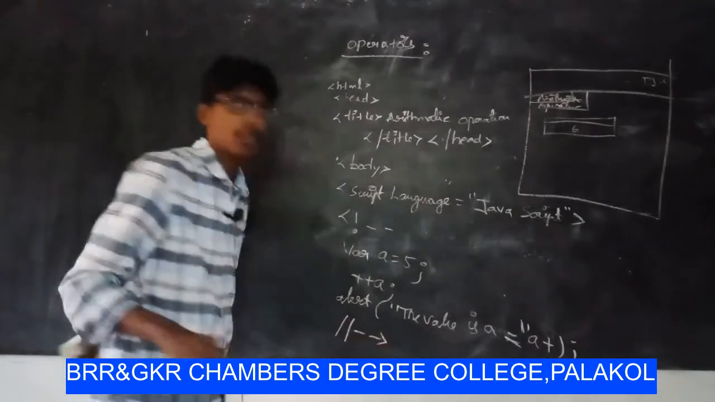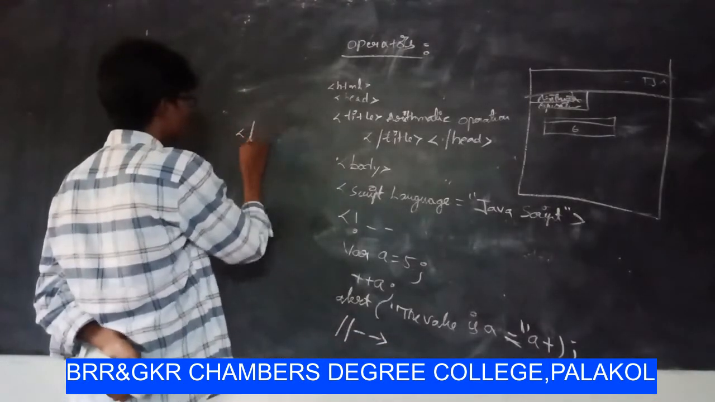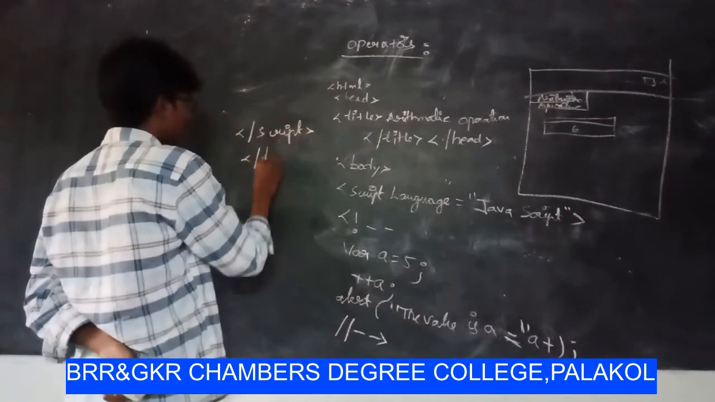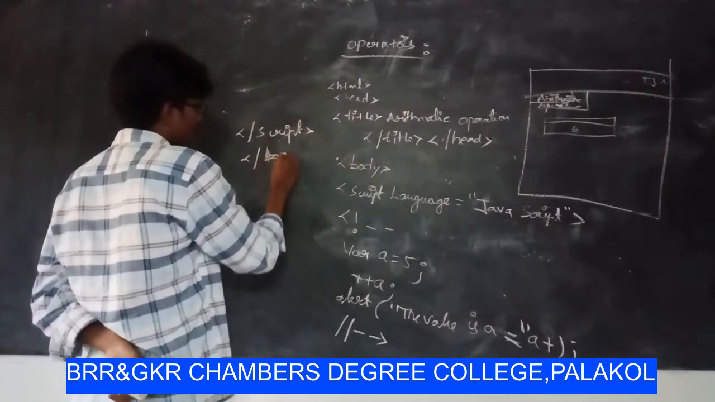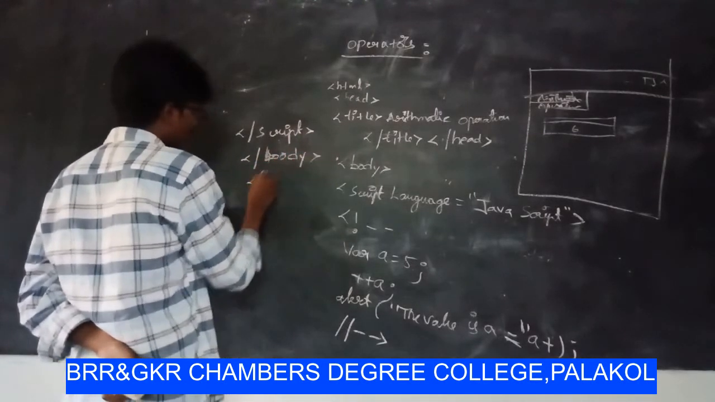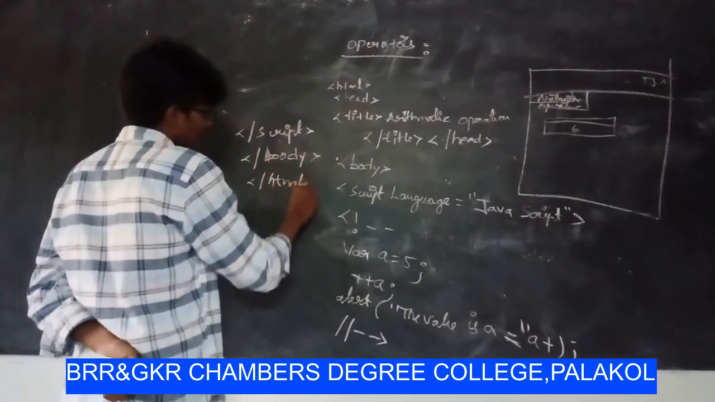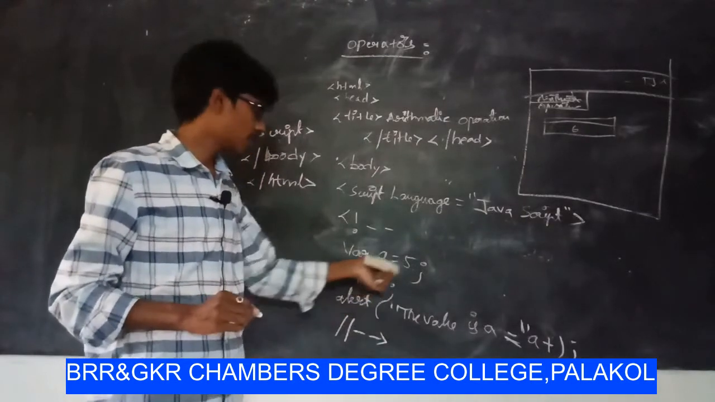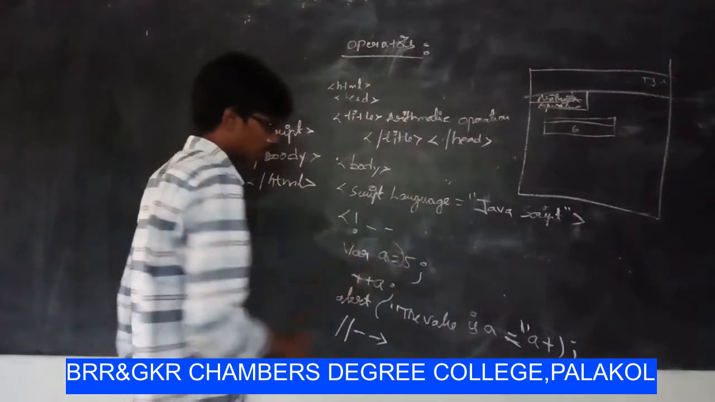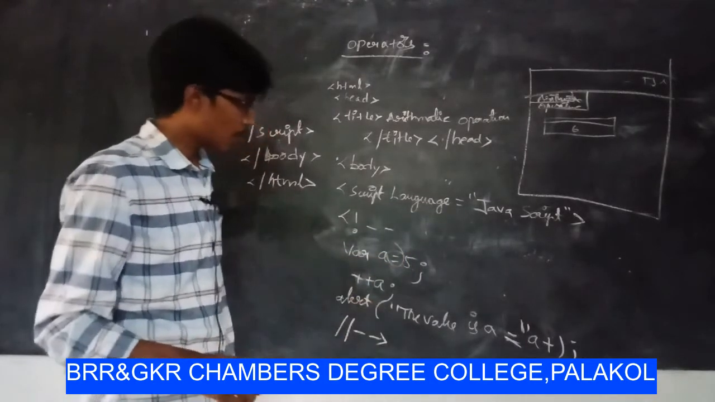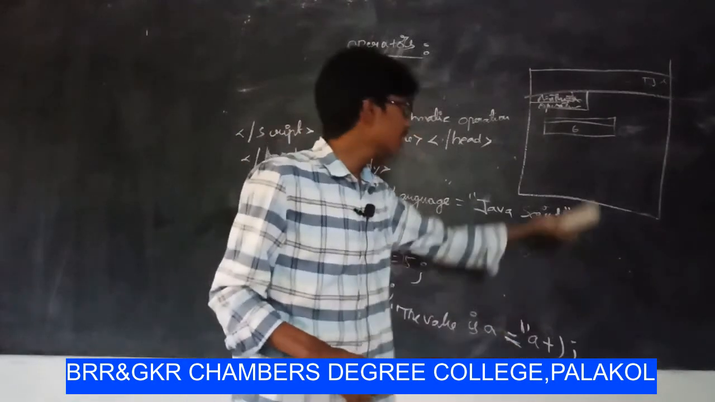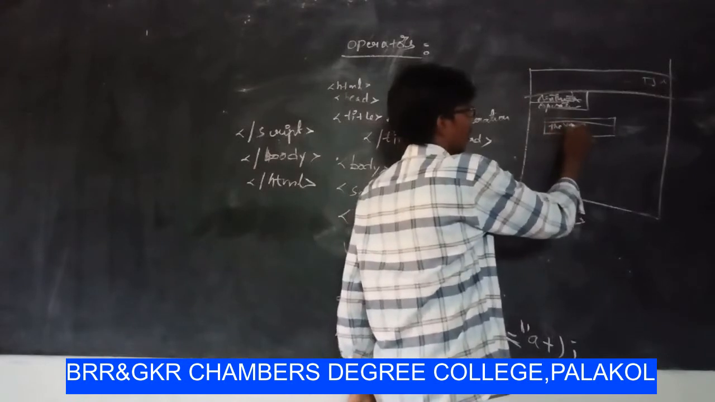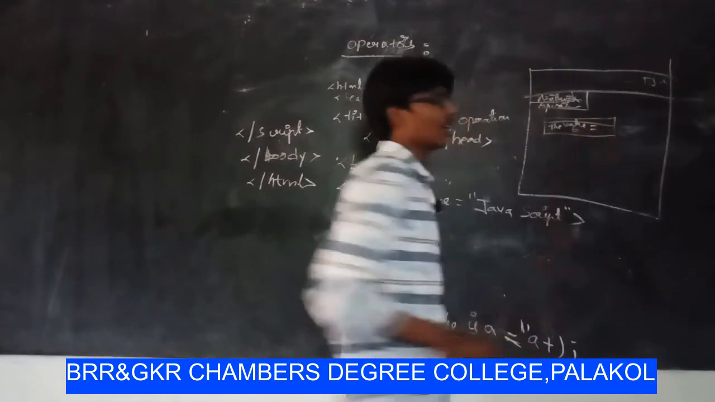After that, close the script, then close the body section, and then close the HTML part. This is a script developed using the increment operator and the assignment operator. It creates an alert box, and there you print the incremented value, displaying a equal to 6 in the alert box.